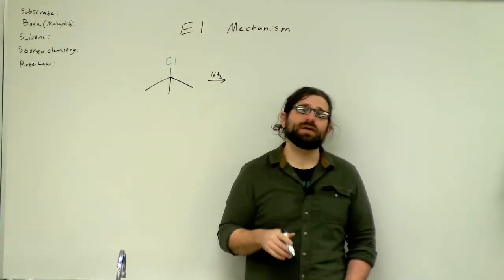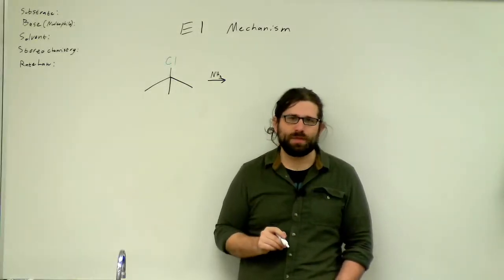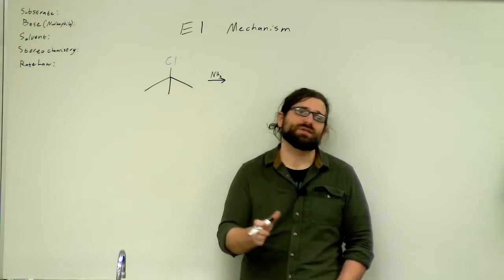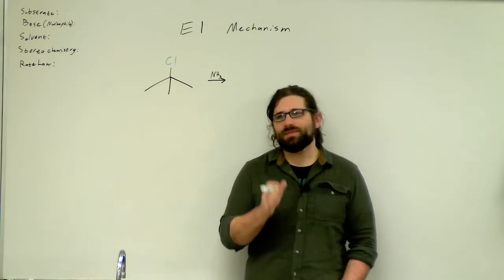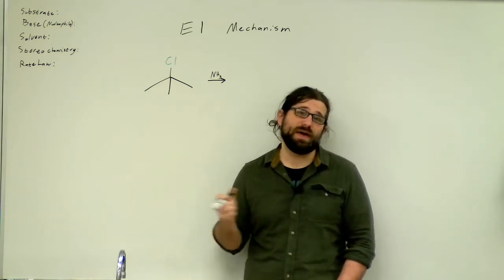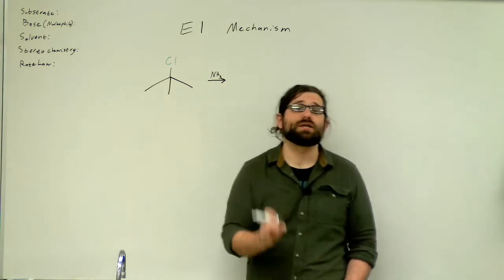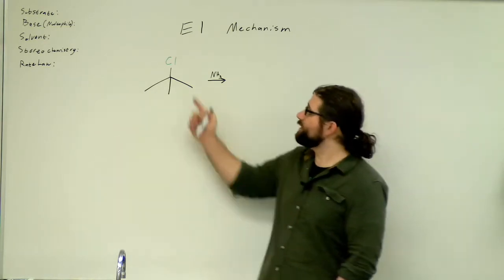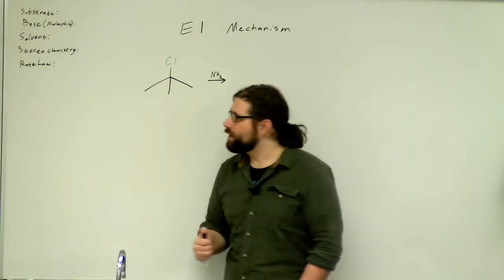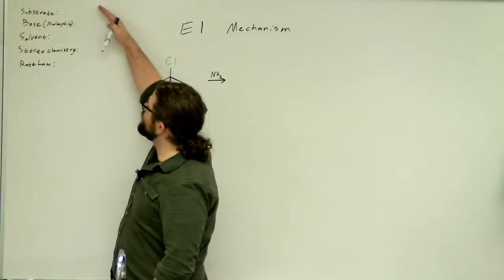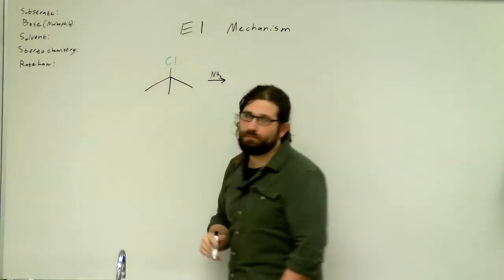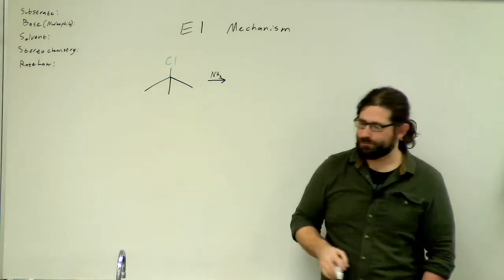Next up, we're going to be looking at the E1 reaction. This will commonly occur alongside the SN1 reaction, and they do follow very similar mechanisms. The first step is actually going to be exactly the same. We're going to have a leaving group that leaves. We need to go over some specifics about the E1 mechanism reaction first.